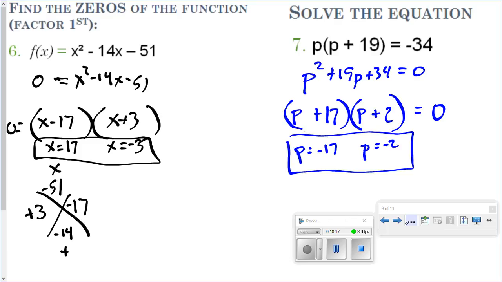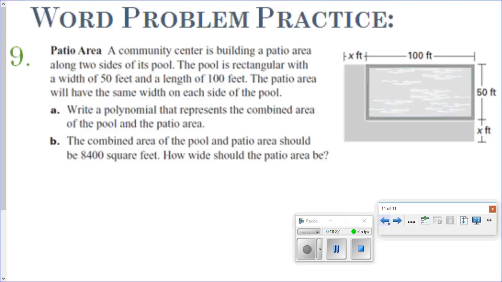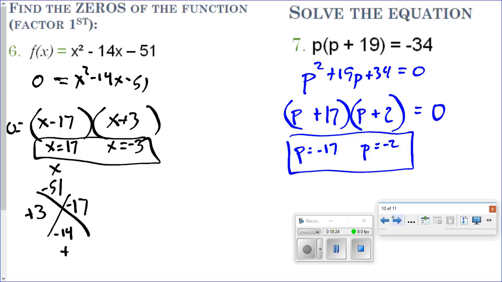Okay. If we take a sneak peek ahead, there are 2 word problems here. I'm going to make those into a separate video for you guys. Go ahead and take a minute, take a break, and then move on to those to finish your notes.